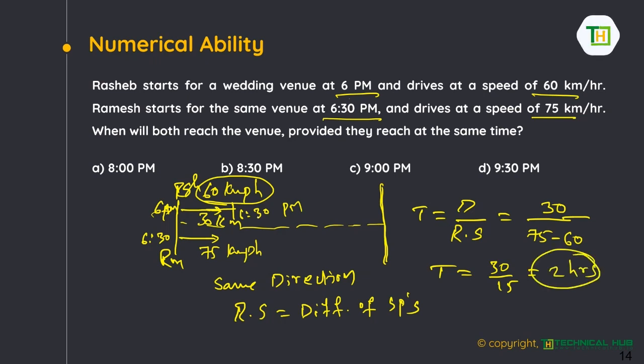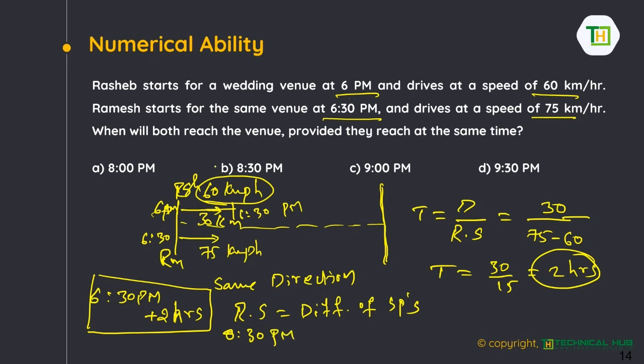After 2 hours from 6:30 p.m., they both will reach the destination point. 6:30 p.m. plus 2 hours, what is that value? 8:30. 8:30 p.m. is the right answer. Option B.